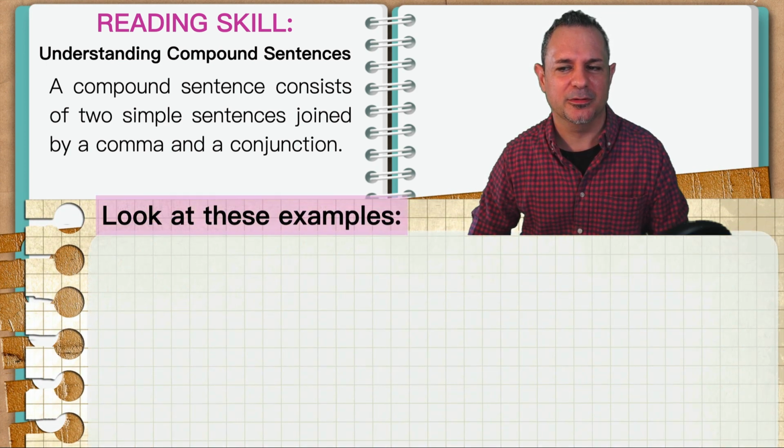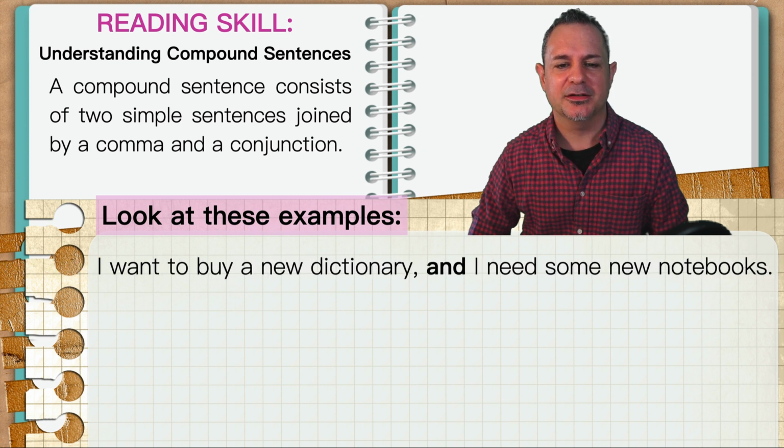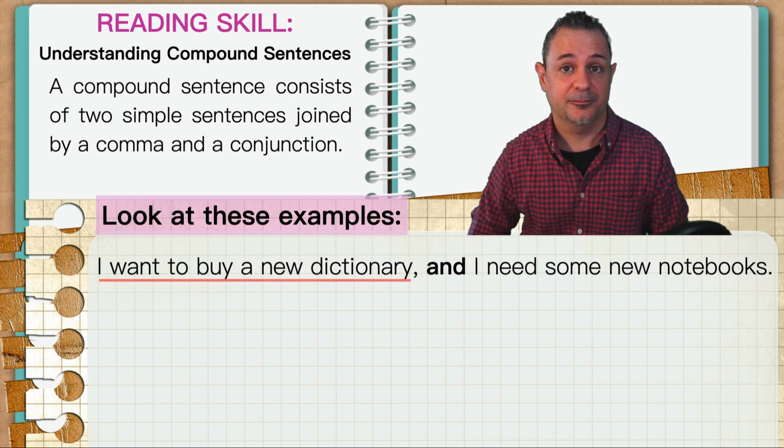Look at these examples. I want to buy a new dictionary, and I need some new notebooks. I want to buy a new dictionary is one sentence, and here's another sentence: I need some new notebooks. When we join these two sentences with a comma and a conjunction, in this case the word and, we can make a compound sentence. Pretty cool, huh?